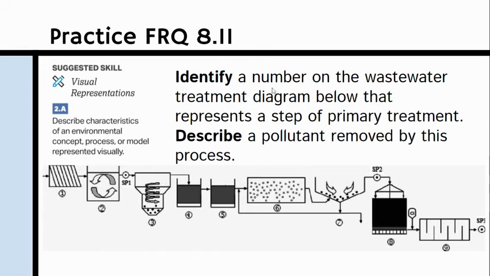Okay, so identify a number on the waste treatment diagram below that represents a step in primary treatment. All right, well, describe a pollutant removed by this process. Okay, well, we have our grate system right here. And what we do is we're collecting solid waste right here, and we are moving this through. So we'll say 1, but 2 and 3 as well. This is a settling tank as well to help get more solid waste. So all of this stuff, this is our settling chamber, and this is our grate chamber.